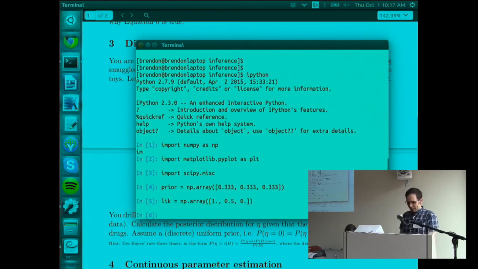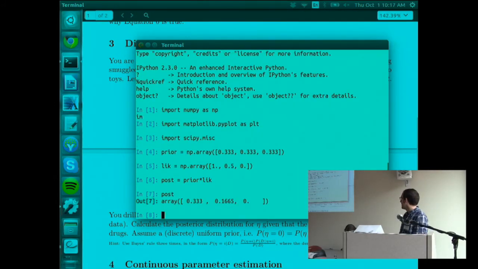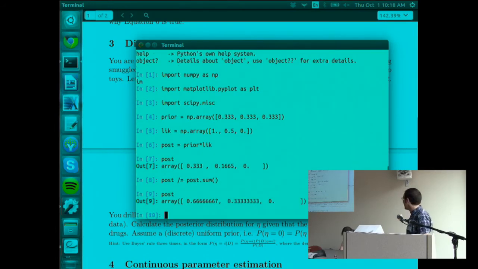To get the posterior, all you do is multiply prior times likelihood. Well, that almost gives you the posterior. It doesn't sum to 1. You just need to divide by its sum to make it sum to 1. So that's quite easy. And those are the final posterior probabilities. And it came out to a lot more significant figures than it should have. I don't know how that happened, but that's pretty cool.